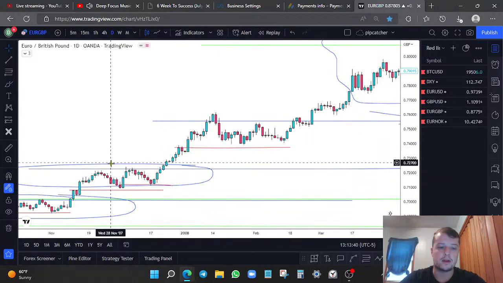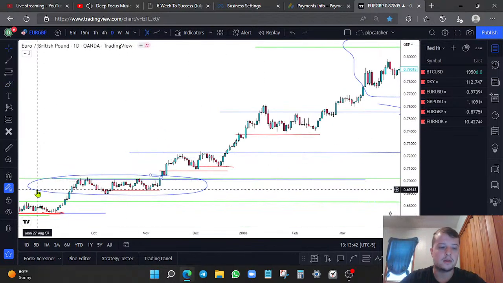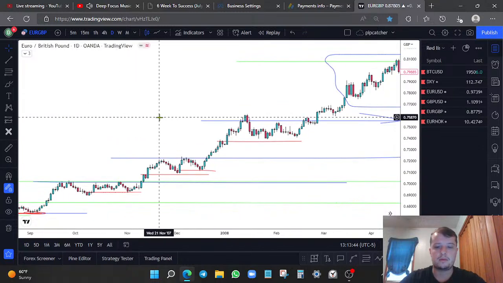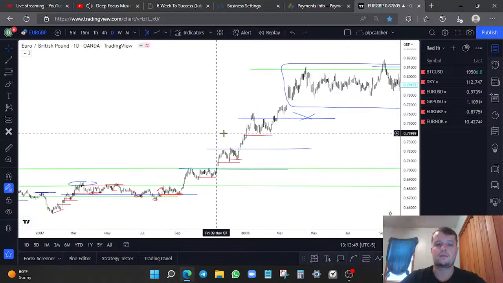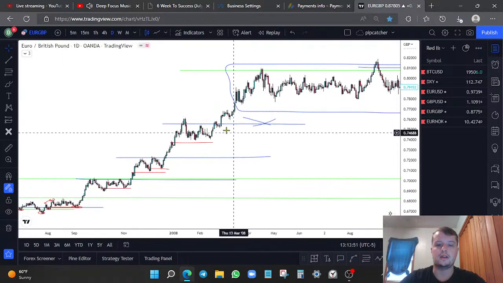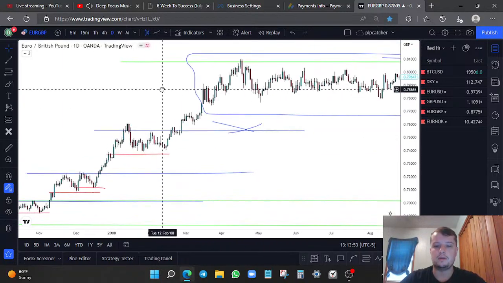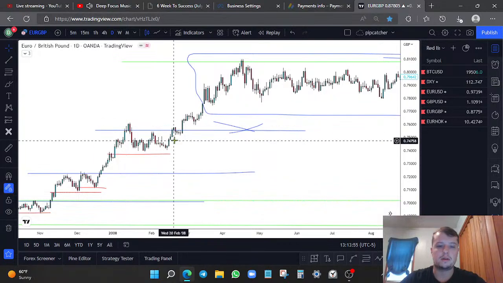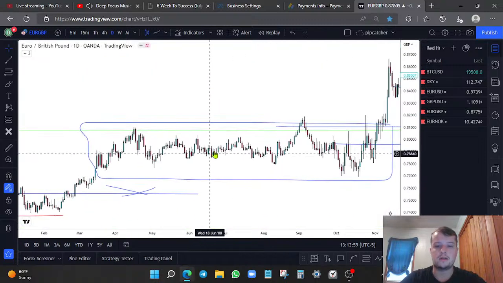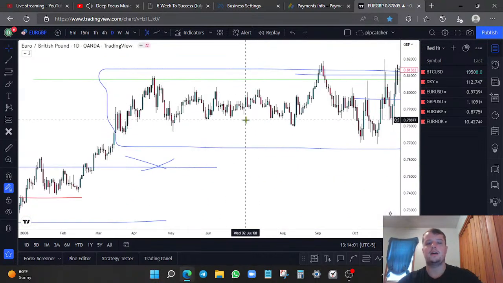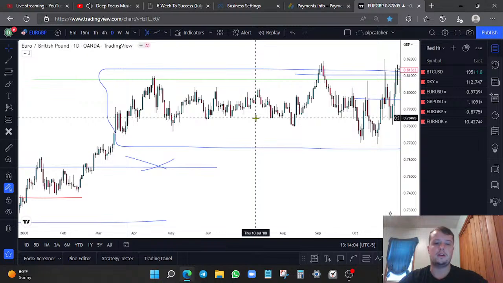I'm gonna erase these because it's getting messy. And you see price didn't come back as well on this setup, right? And it's nothing to get mad at. It happens, right? It's how trading is. It happens.